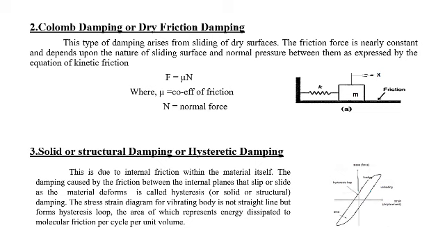The friction force is nearly constant and depends upon the nature of the sliding surface and the normal pressure between them, as expressed by the equation of kinetic friction, F equals mu times N. In Coulomb's damping, dry friction is there between the surface and the vibrating body. So the kinetic friction force is F equals mu N, where mu is the coefficient of friction and N is the normal force. Therefore, this friction or damping depends on the coefficient of friction and the normal force. This is the second, Coulomb's damping.